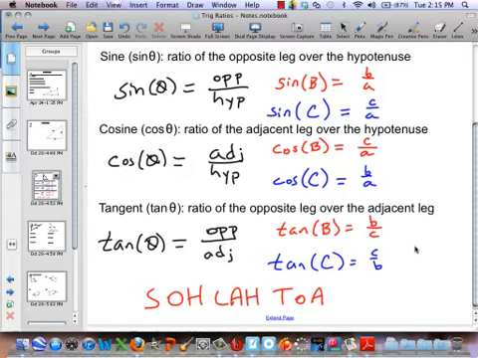You guys maybe heard the phrase before, SOHCAHTOA. It's a great mnemonic to make sure you remember which one of these trig ratios you're going to use. It's kind of easy to forget which one's opposite, which one's adjacent. So SOHCAHTOA. Sine is opposite over hypotenuse. Cosine is adjacent over hypotenuse. Tangent is opposite over adjacent.